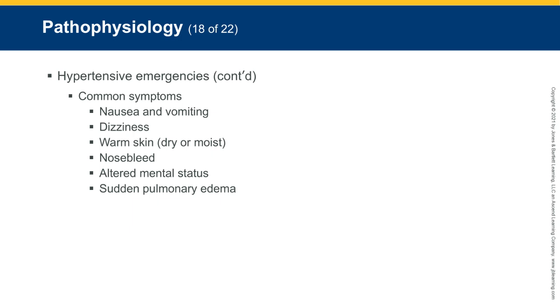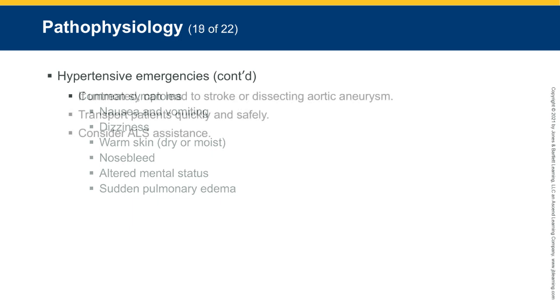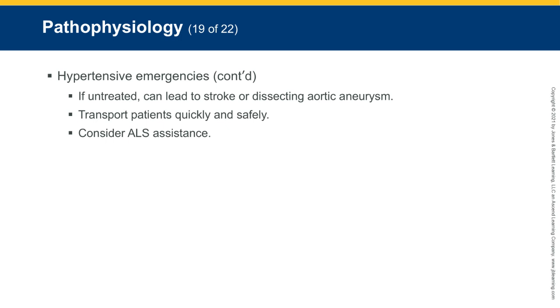Additional symptoms of a hypertensive emergency include nausea, dizziness, nosebleeds, and confusion. In severe cases, it can cause sudden pulmonary edema, leading to life-threatening respiratory distress. If untreated, a hypertensive emergency can cause a stroke or an aortic aneurysm. Patients need to be transported quickly, and advanced life support may be required.